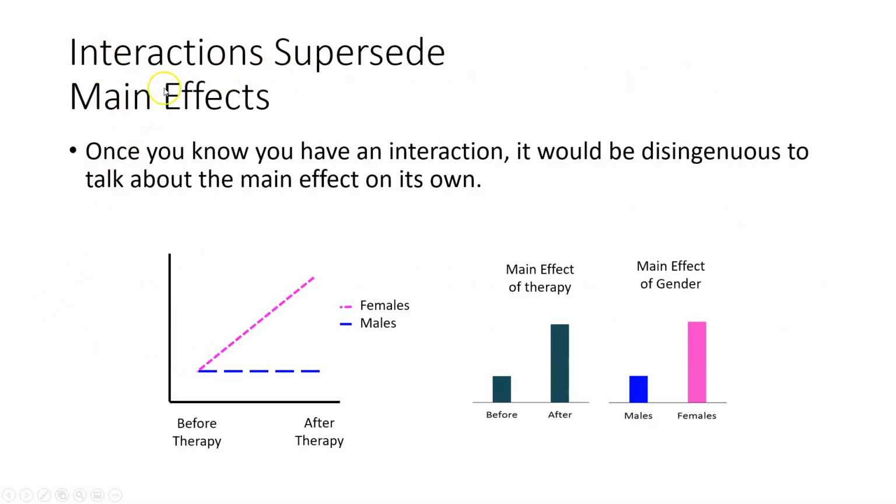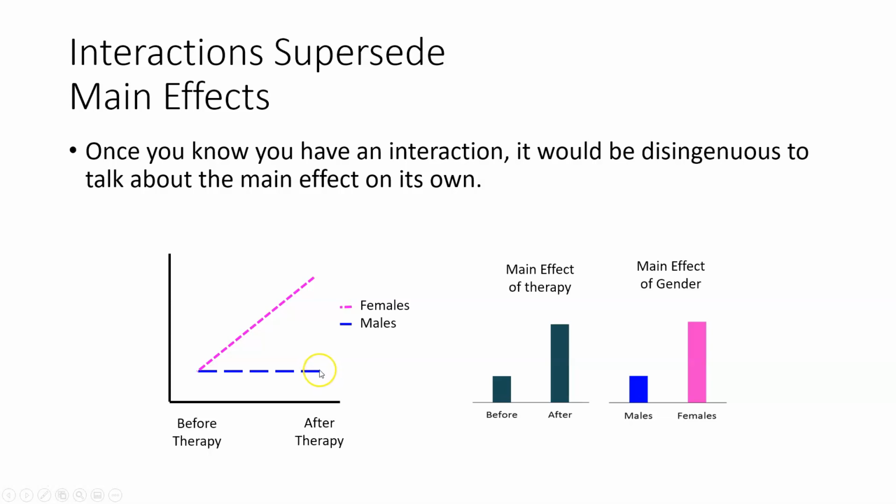Interactions supersede main effects. By which I mean, once you know that you have an interaction, it would be disingenuous and somewhat dishonest to talk about the main effect on its own, as if those differences were what mattered. Let me walk through an example to show what I mean. Let's say that we ran this study before and after therapy, and we compared males and females, and we saw that therapy works for females and it doesn't work for males.